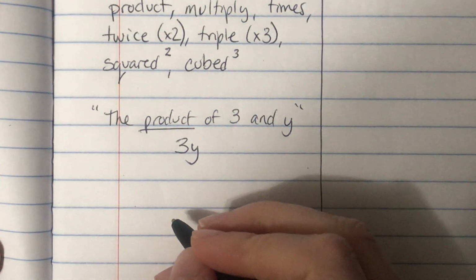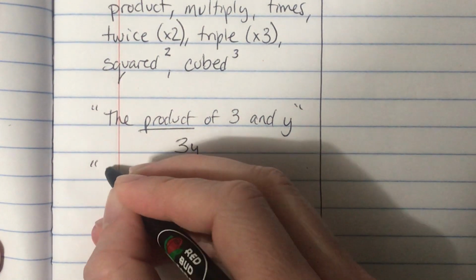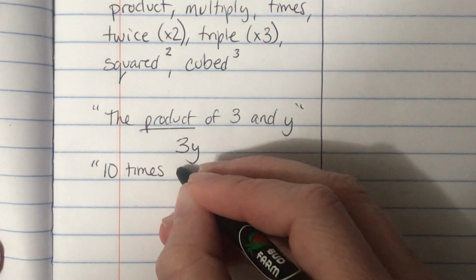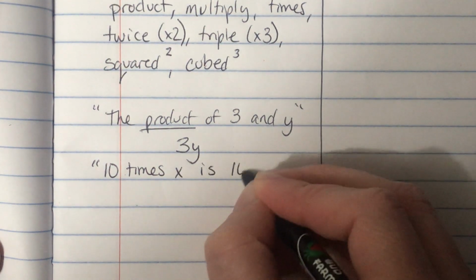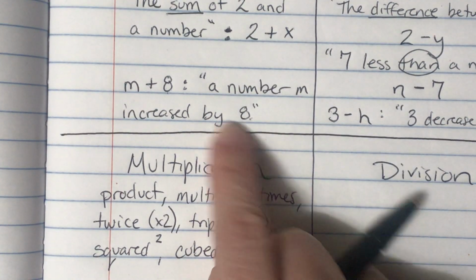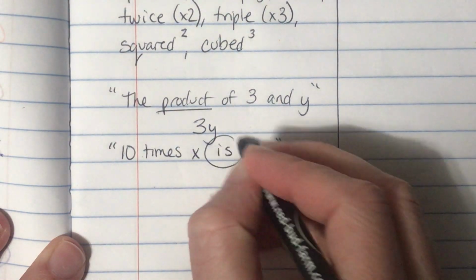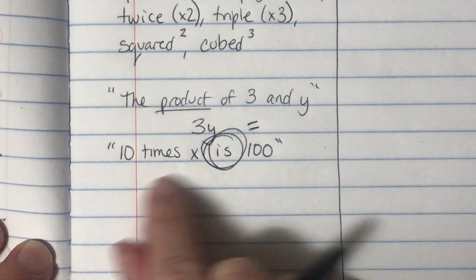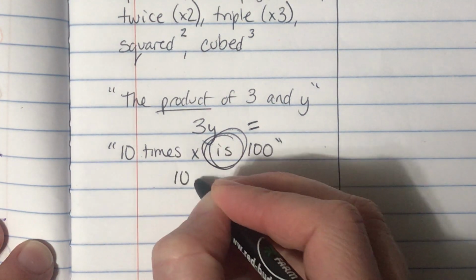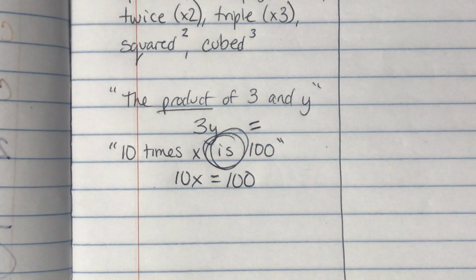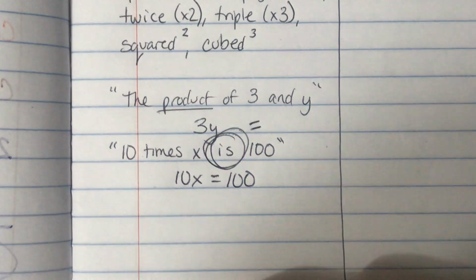You also might see something like this. Let's throw in the word is. So what if it says 10 times x is 100? Now, so far we've only written expressions, right? None of these so far have had any equal signs in them. But we could throw an equal sign in there just as easy, just by putting the word is. The word is means equals. When you see the word is, it means something is equal. So when I write this, I'm going to say 10 times x and then equals 100. Anytime you see the word is, you're going to put an equal sign. So that's an equation.